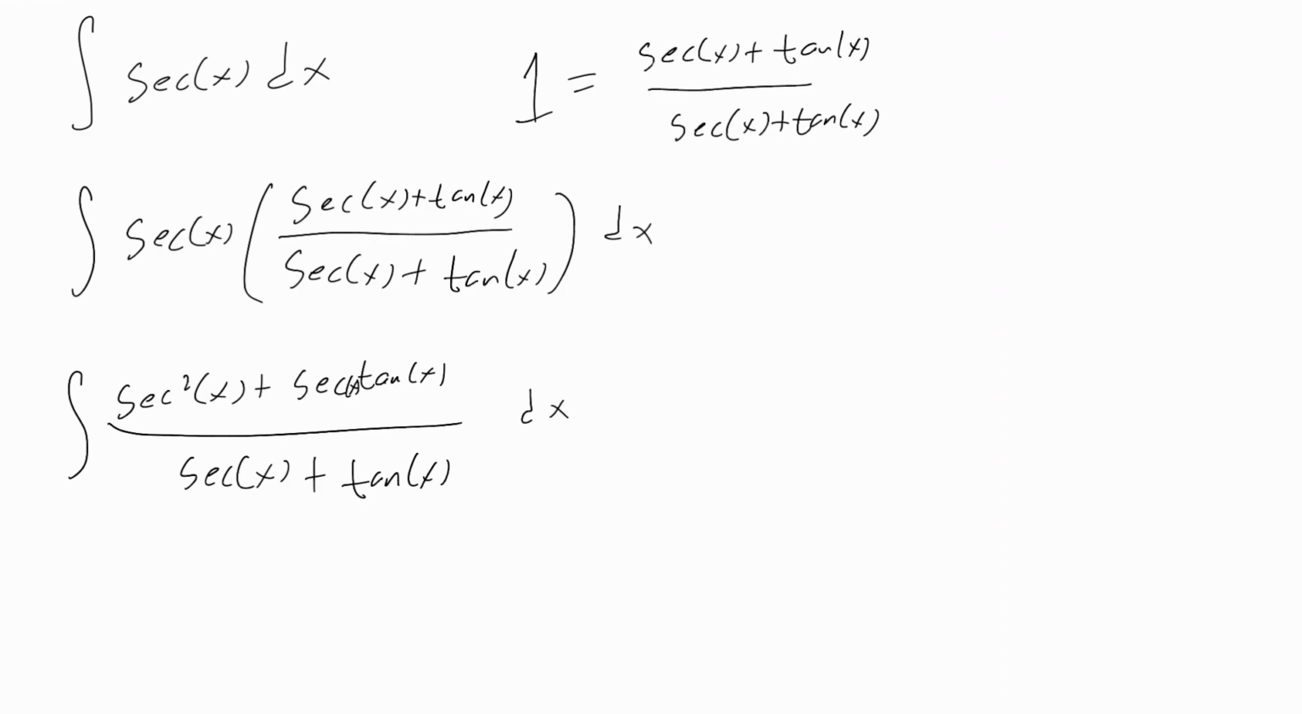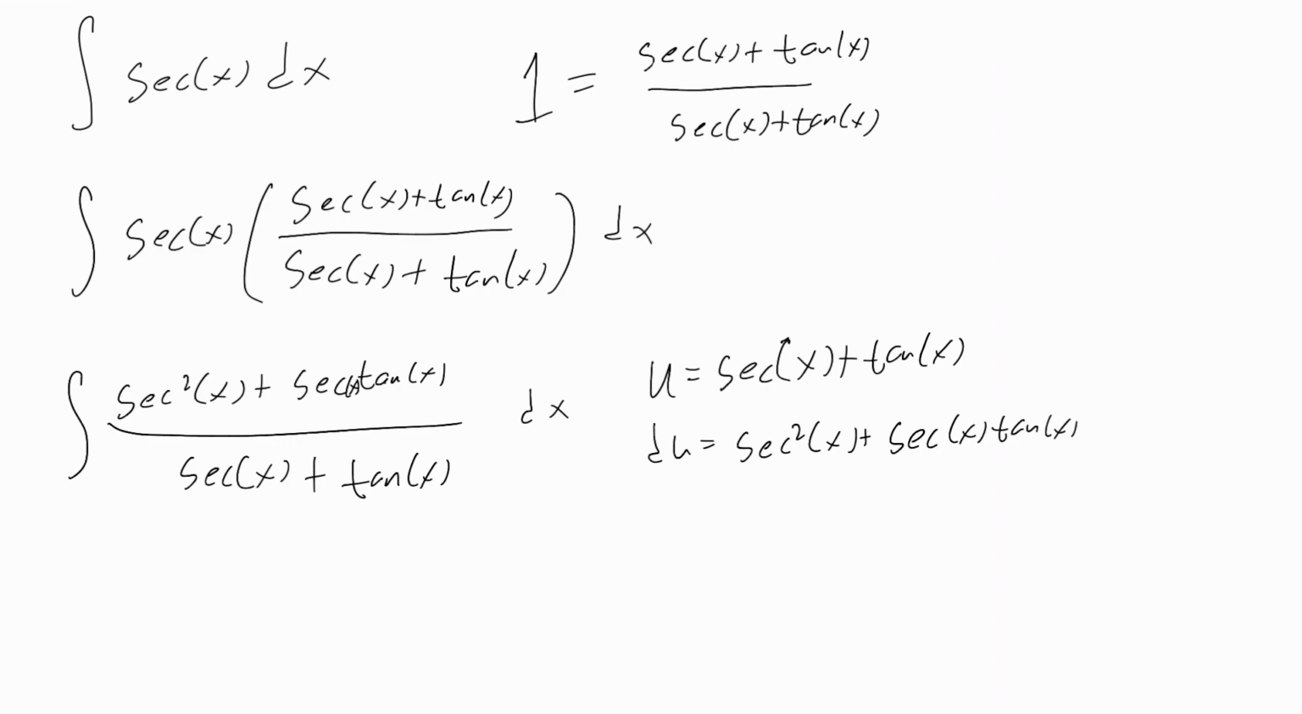And wouldn't you know it, the derivative of the bottom here is the top. The derivative of secant is secant squared, and the derivative of tangent is secant times tangent. So if we let u be the denominator, secant of x plus tangent of x, then du is secant squared x plus secant x tangent x dx. We have a secant squared x plus secant tangent dx right there. So my integral becomes 1 over u du, which is natural log of u.